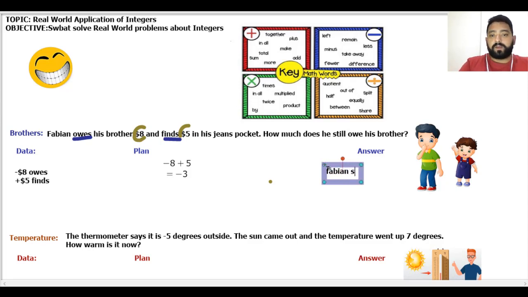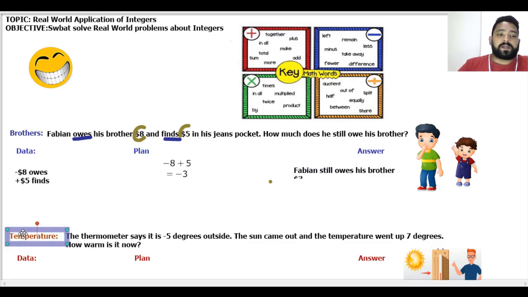Fabian still owes his brother $3. And this is our answer. Remember, the answer is not the operation. The answer is the word phrase. Okay? Now we're going to pass to the second example.